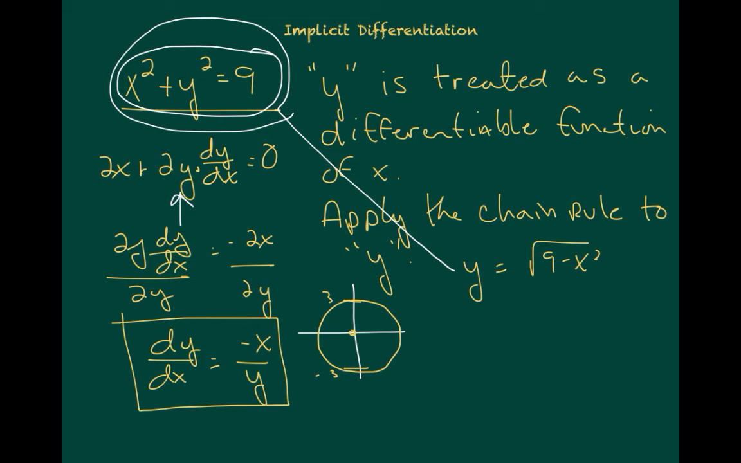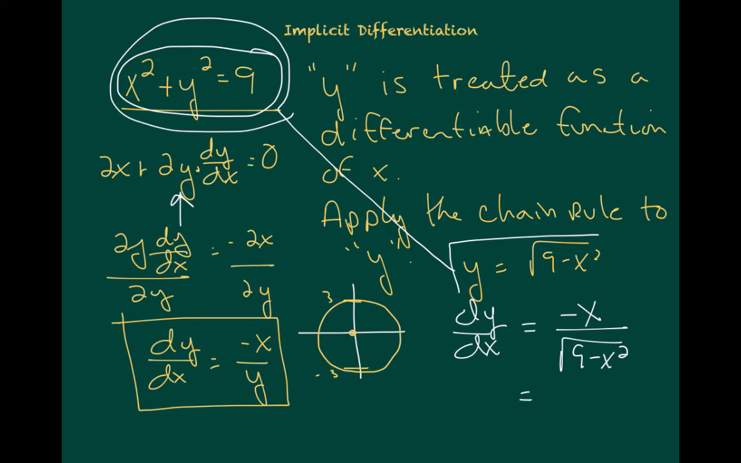And when you did all the work, you got the answer that dy/dx equaled negative x over the square root of 9 minus x squared. But do you recognize something? 9 minus x squared is equal to y. So I could rewrite negative x over the square root of 9 minus x squared as negative x over y. And that's exactly the same result I got when I used implicit differentiation.